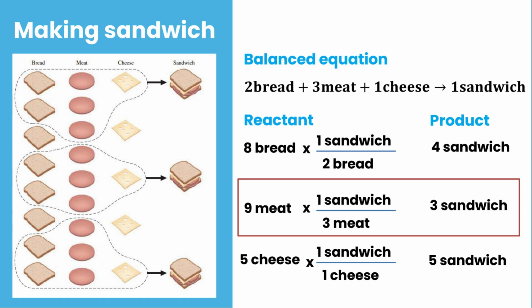So which ingredient limits you? The meat, because it only lets you make 3 sandwiches, which is the smallest number. You run out of meat first. Exactly. Meat is the limiting ingredient, and the maximum number of sandwiches you can make is 3. Okay, that makes sense. How do we apply that logic to a chemical reaction?